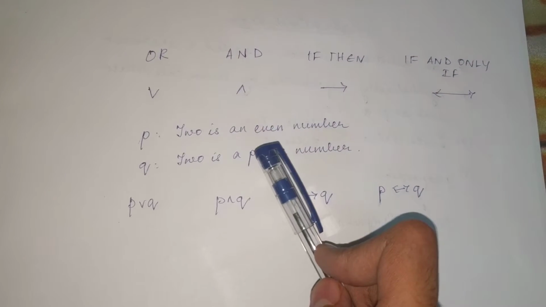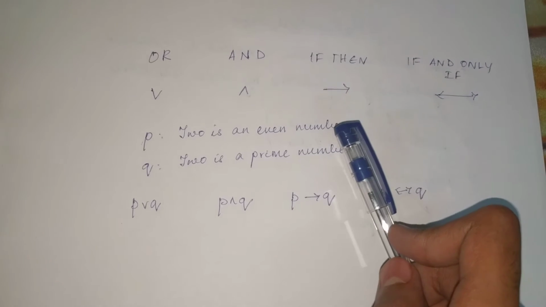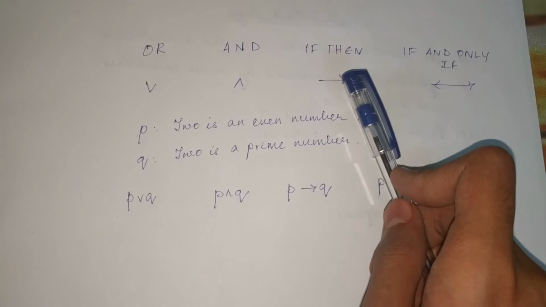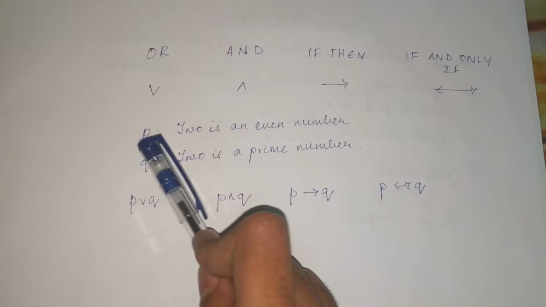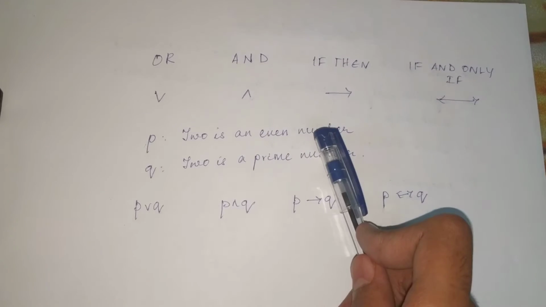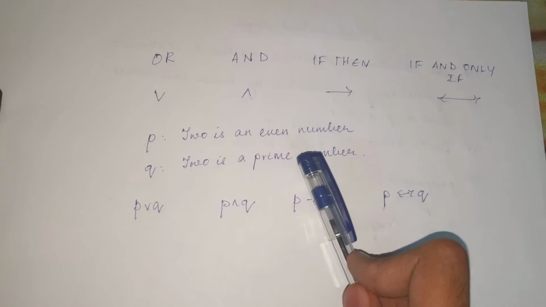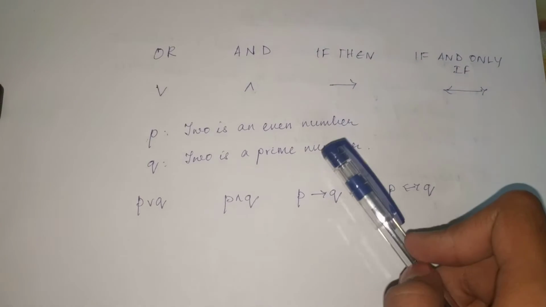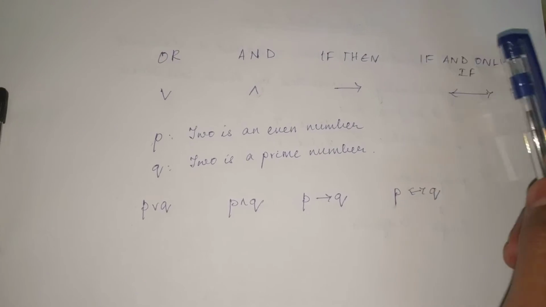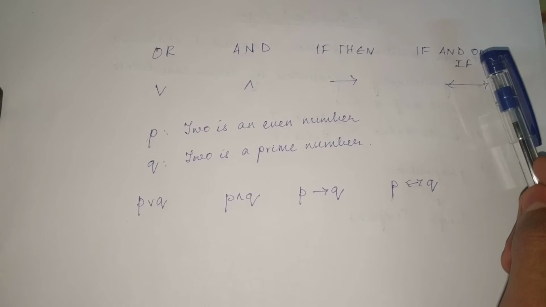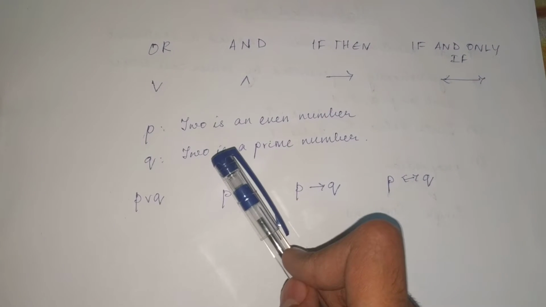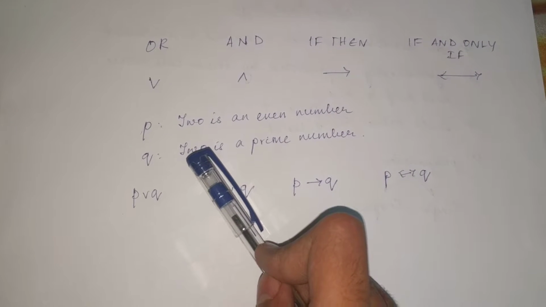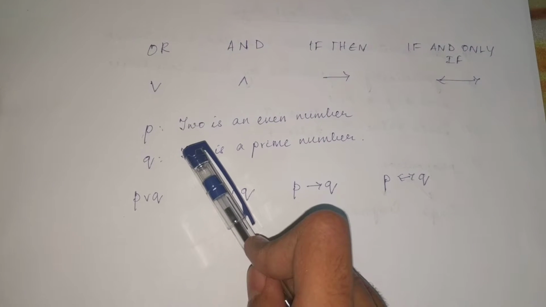If these two statements are connected by if then, it is also called an implication. You will read it as if 2 is an even number, then 2 is a prime number. If P, then Q. If these two statements are connected by if and only if, it is a double implication. This will read as 2 is an even number, if and only if 2 is a prime number. This means P if and only if Q.